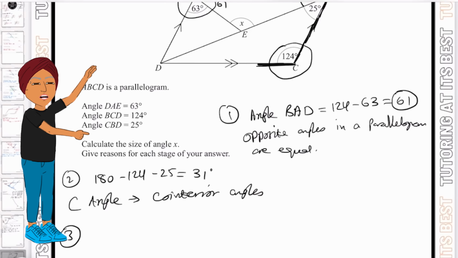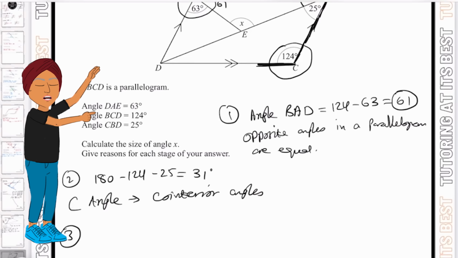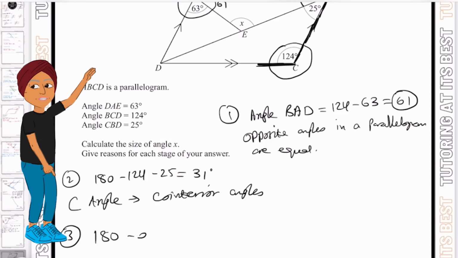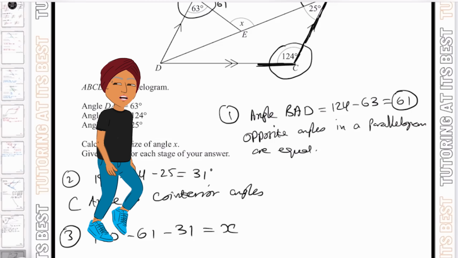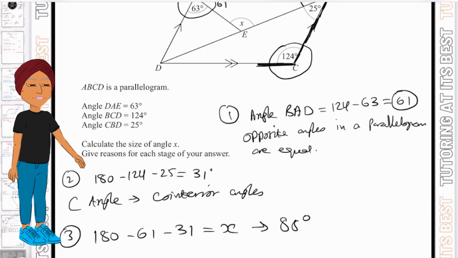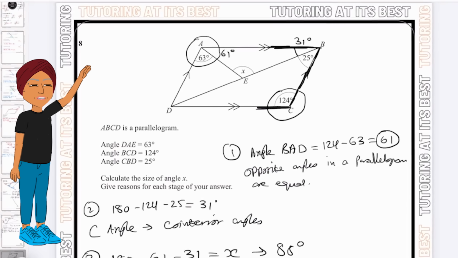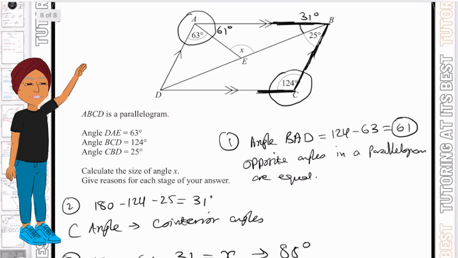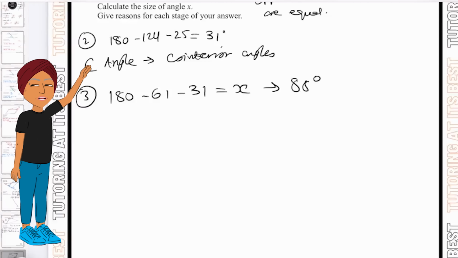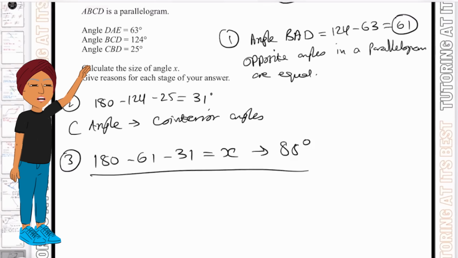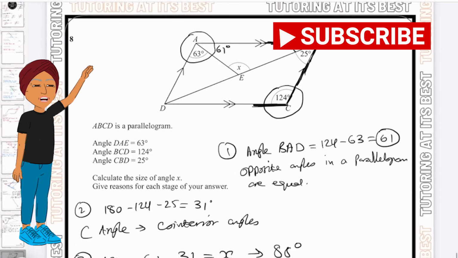And then for part 3, we can simply go ahead and calculate X by having 180 minus 61 and minus 31 to give us X, which will then be 88 degrees. And there we are. We now know that angles in a triangle add up to 180 degrees. So we subtracted it away and we've now got 88 degrees.